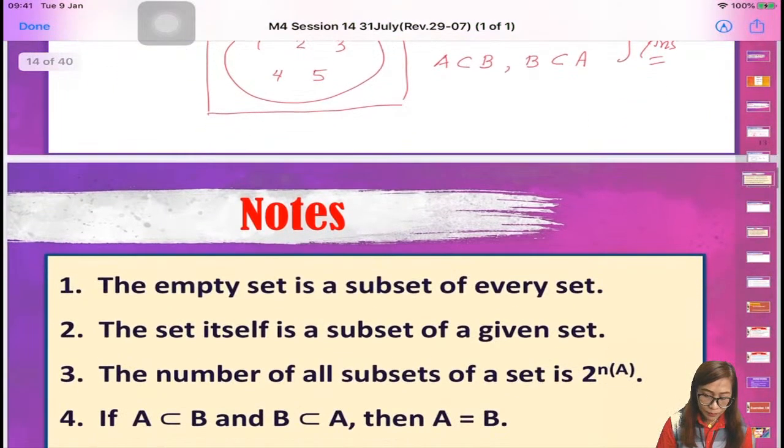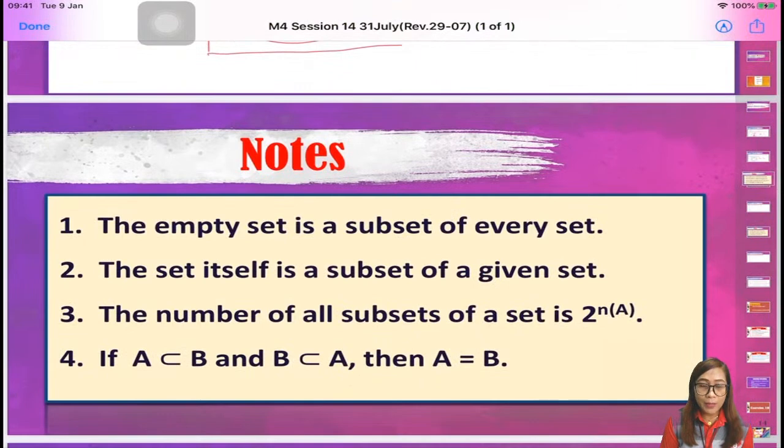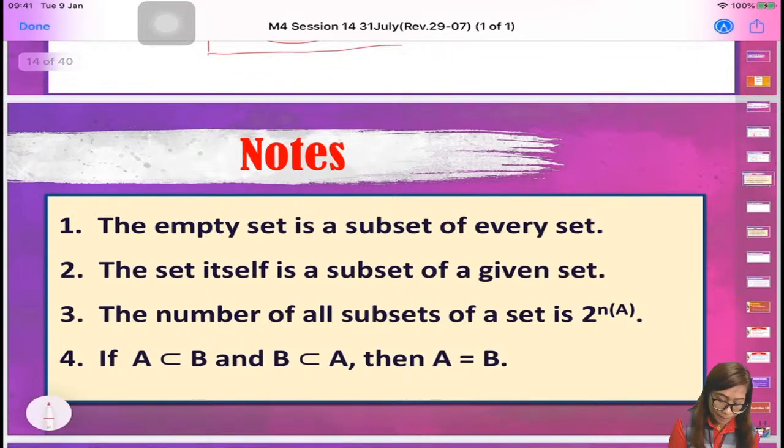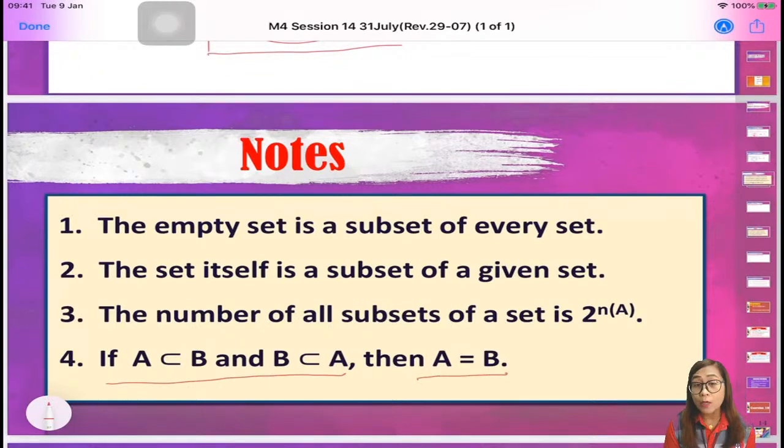Next is this. The empty set is always a subset of every set, and the set itself is a subset of a given set. And the number of all subsets of the set is 2 to the power of n of A. And number 4, if A is a subset of B and B is a subset of A, then A is equal to B. The other examples we'll have on the next slides.